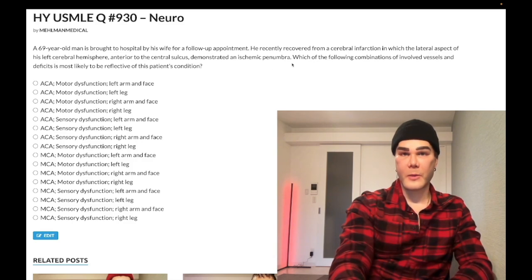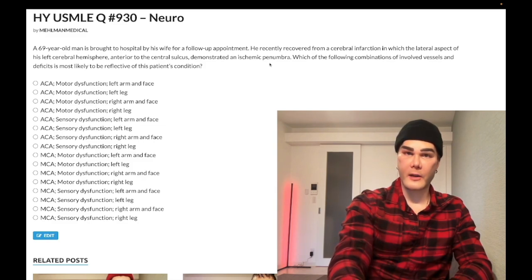Penumbra is just a fancy way of saying tissue that's on the verge of necrosis, but it's not there yet. For example, if we have ischemic stroke and we give tPA within 4.5 hours, we can help mitigate the probability of necrosis of that penumbric tissue. So good vocab word to know for stroke.